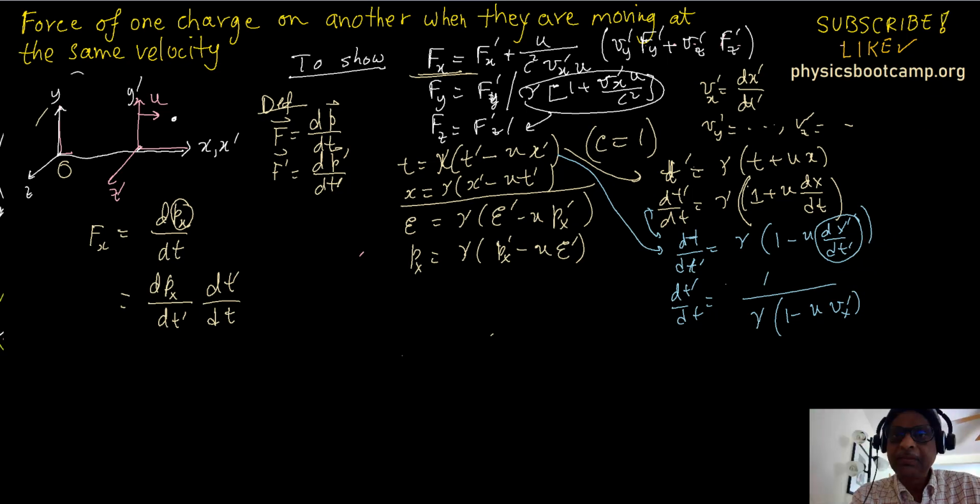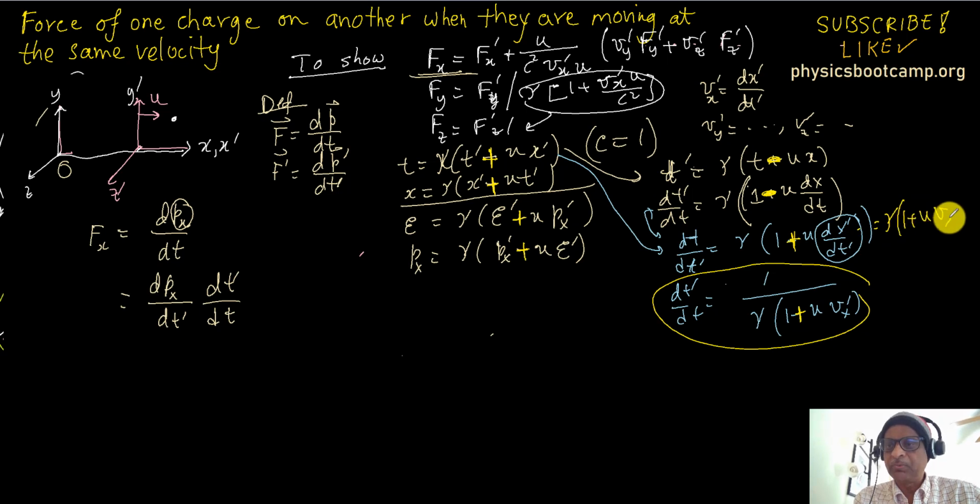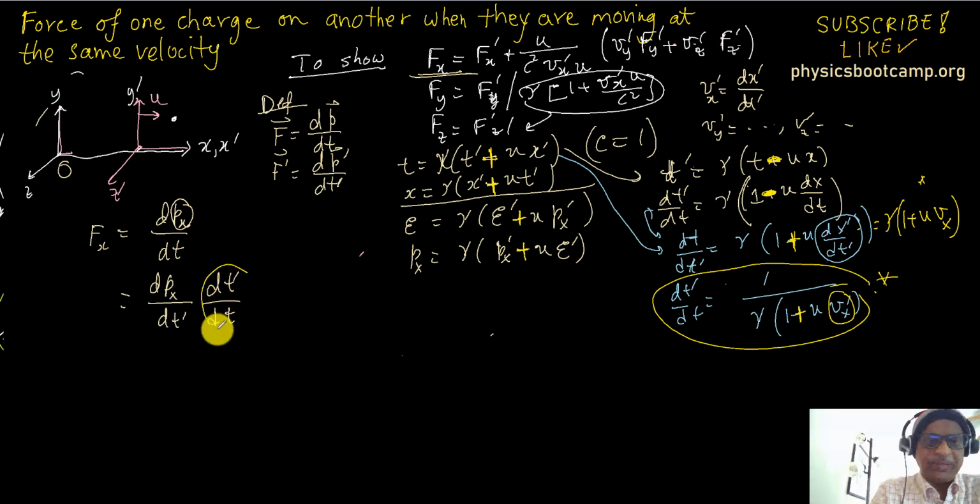I see I've made some sign errors here. This is plus, because t prime to t is plus. So this should be plus. This should be plus. And this should be minus. This should be minus. Then this should be plus. And this should be plus. Okay, now it makes sense. So I'm going to use this rather than that. This will be gamma 1 plus u vx. Now, because vx prime is going to be 0 for us, it is static, so I'm going to use this rather than this, right? So it's an advantage to use this. Okay, so we have taken care of that.